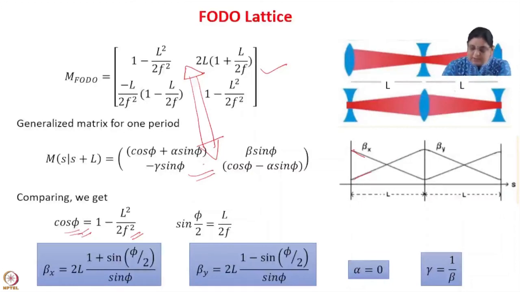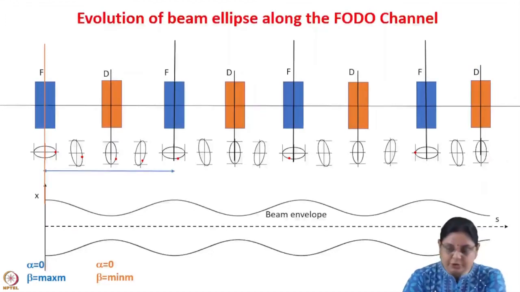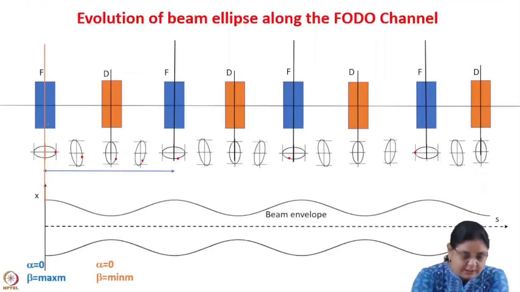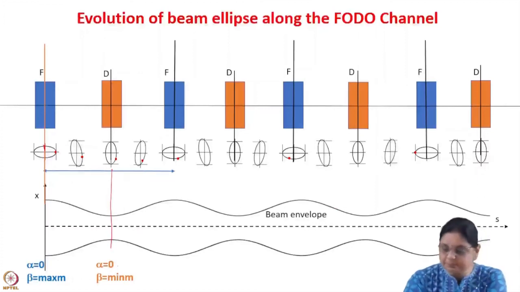These are the values of the beta function at the beginning and the end of the lattice, which are the same because it's a periodic focusing lattice. Here alpha is equal to 0. Wherever beta is maximum, alpha is 0, and so gamma will be equal to 1 by beta. This is the evolution of the beam along the FODO channel. We see here that alpha is equal to 0 and beta is maximum. And at this location, alpha is equal to 0 and beta is minimum. So this is the beam envelope.